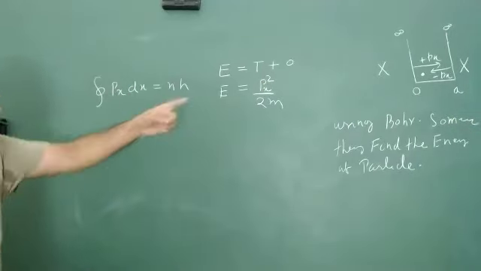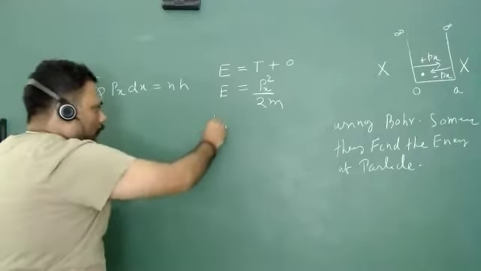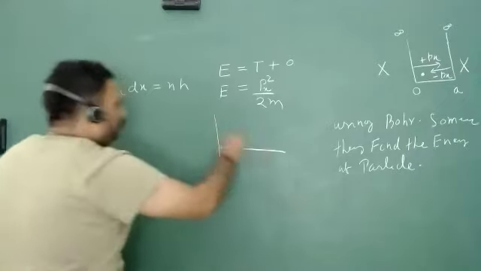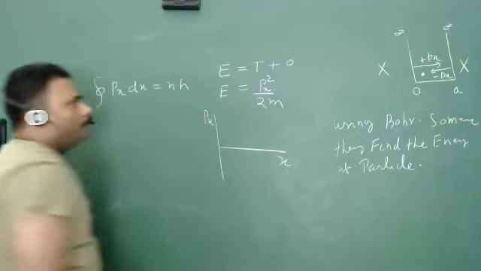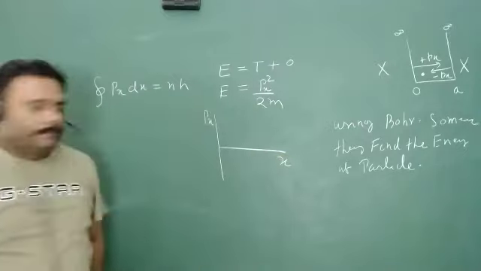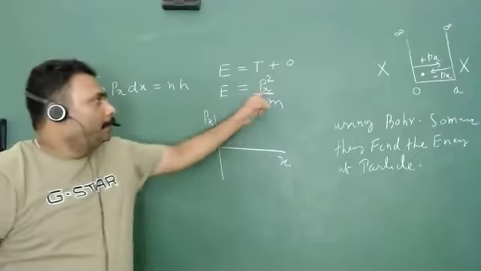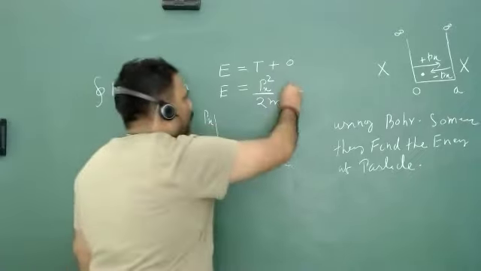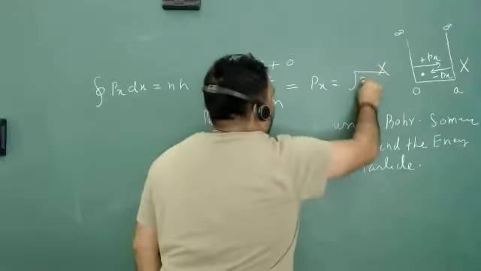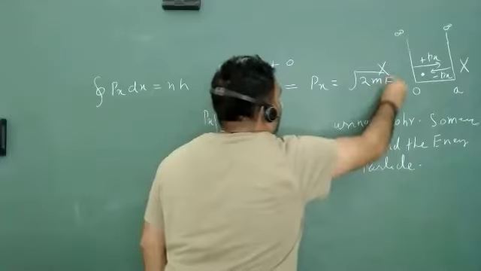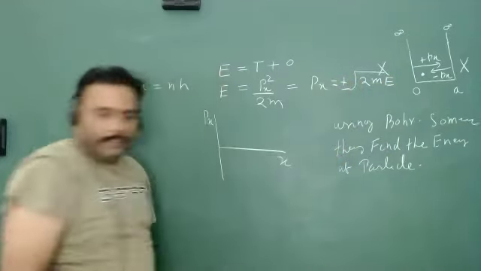So what will be the phase curve for this particular system? Phase curve is nothing but px versus x. What is the value of px? The px can be written as px is equal to plus and minus root under 2mE, isn't it?